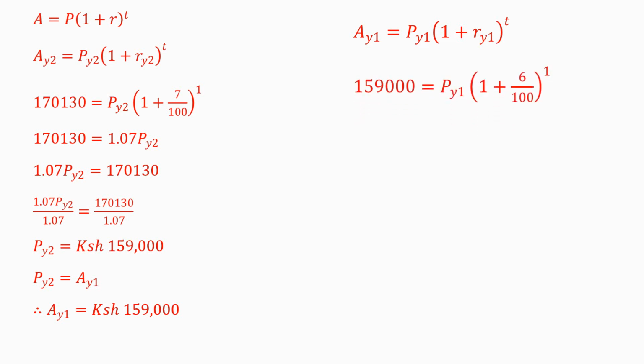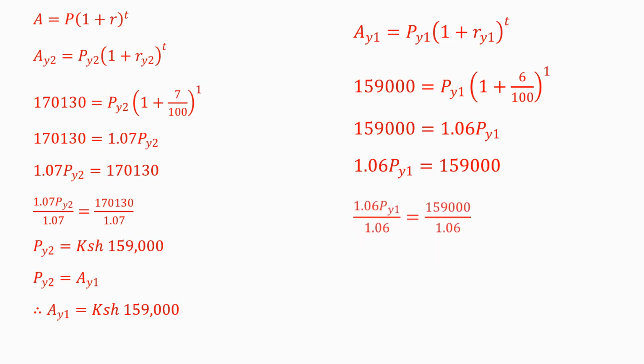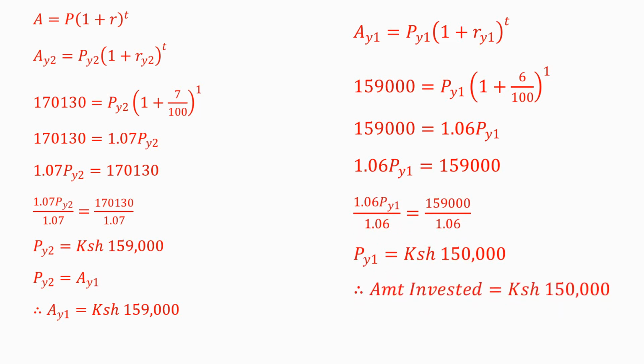Then we now compute to find the principal of year 1 as we have done for the principal of year 2. We have amount in year 1 is equal to the principal of year 1 into 1 plus the rate of year 1 times the time. The amount we have obtained as 159,000 is equal to the principal of year 1 into 1 plus 6 over 100, which is 6%. And since the compounding is per annum, our T is 1. Then we simplify, it becomes 159,000 is equal to 1.06 the principal of year 1. Rewrite it: 1.06 principal of year 1 is equal to 159,000. Divide both sides by 1.06, and therefore the principal of year 1 was 150,000. And this means the amount that she invested at the beginning of year 1 was 150,000.